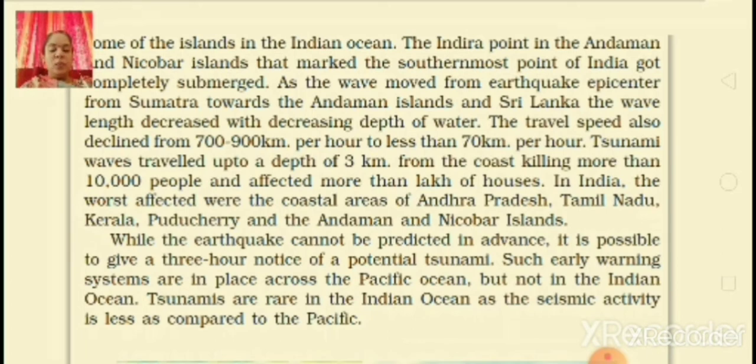In India, the worst affected were the coastal areas of Andhra Pradesh, Tamil Nadu, Kerala, Pondicherry, and the Andaman and Nicobar Islands. While the earthquake cannot be predicted in advance, it is possible to give a 3-hour notice of a potential tsunami. Such early warning systems are in place across the Pacific Ocean, but not in the Indian Ocean. Tsunami are rare in the Indian Ocean as the seismic activity is less as compared to the Pacific Ocean.